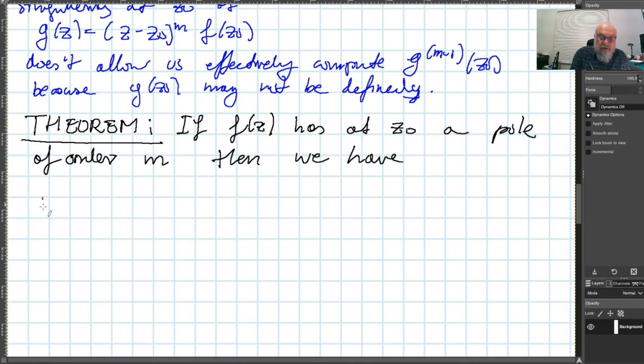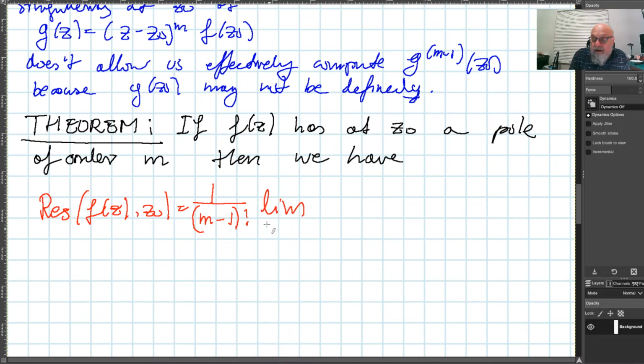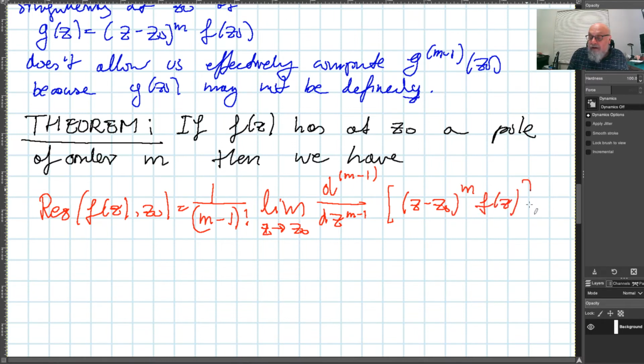Let's see, I start here. The residue of f of z at z0 is equal to 1 over m minus 1 factorial, times the limit as z approaches z0 of the derivative d^(m-1)/dz^(m-1) of z minus z0 to the power m times f of z. And that's the formula.